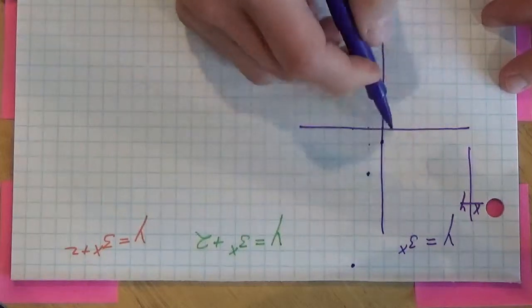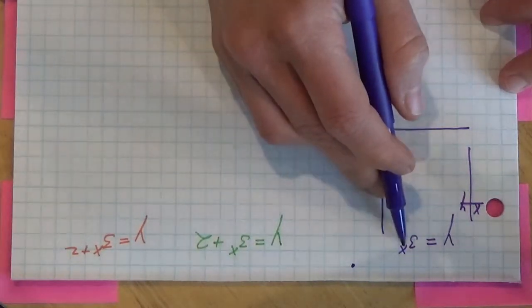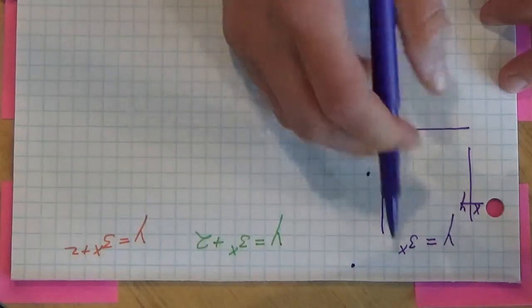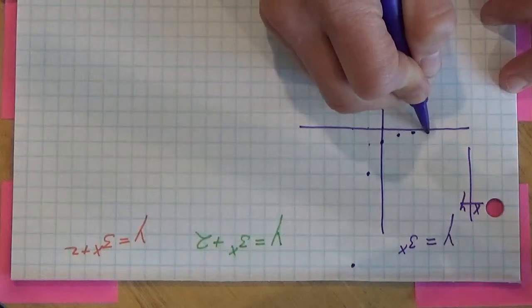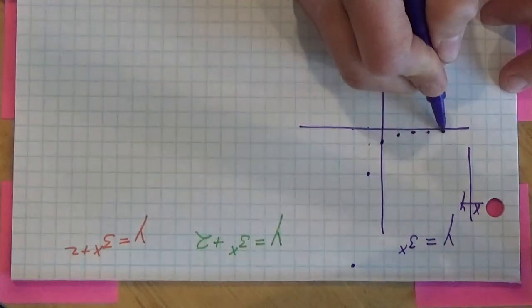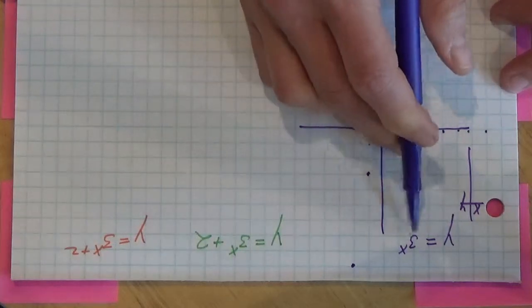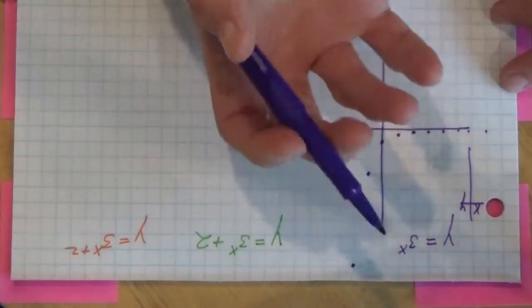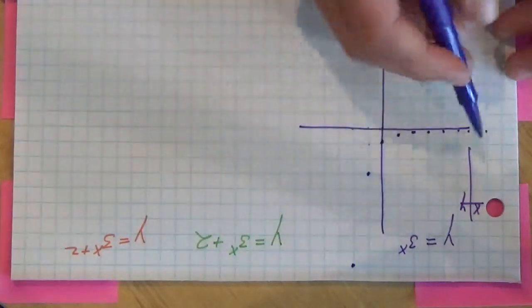Let's see what's happening on the other side. When x is negative 1, 3 to the negative 1 is a third. 3 to the negative 2 is a ninth. 3 to the negative 3 is a 27th. 3 to the negative 4 is a 64th. It's getting smaller and smaller and smaller. But no matter how many times I multiply 3 by itself or divide by 3, I'm never going to get it to be negative, and I'm never going to get it to be 0.